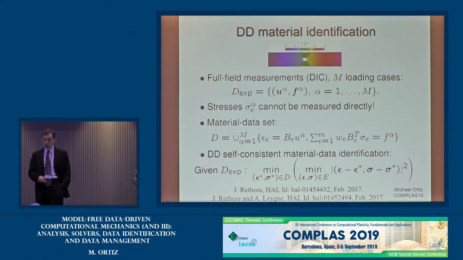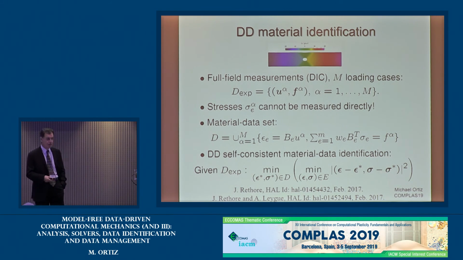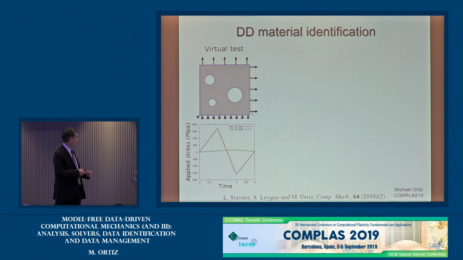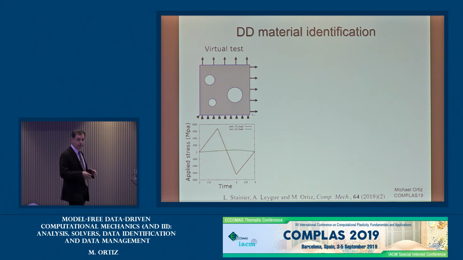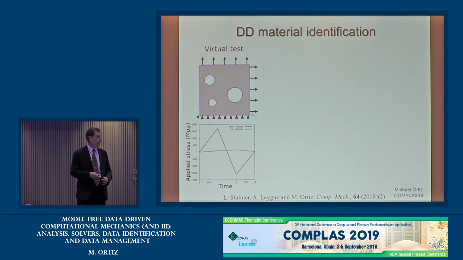So you can do this minimization, you can write all the Euler-Lagrange equations, you can solve them. There are some conditions for existence and so on, but the whole thing goes through, and it works. Okay, so let me give you a couple of examples. This is from a virtual test, but done now not assuming that you can measure the stresses, but actually to replicate the situation you would have in a typical DIC measurement.